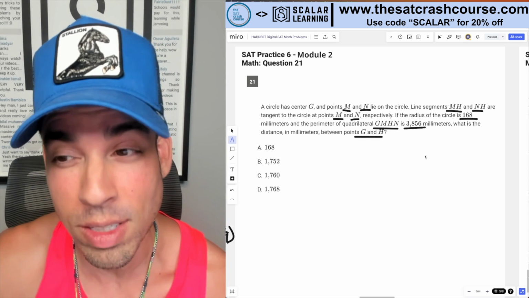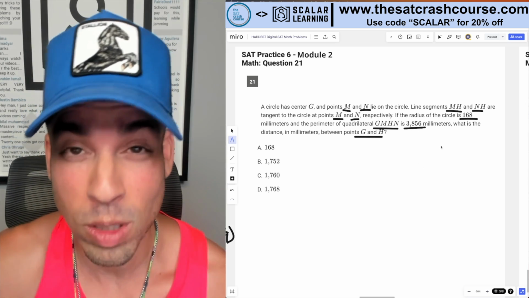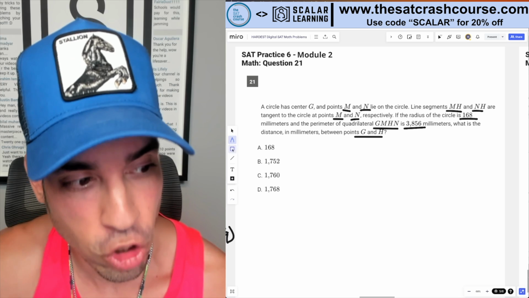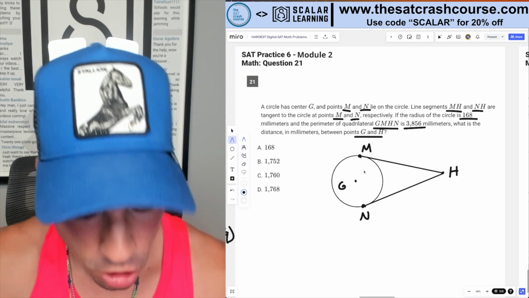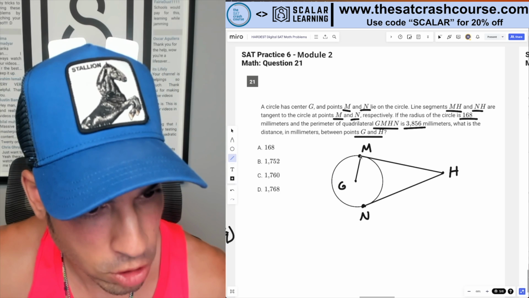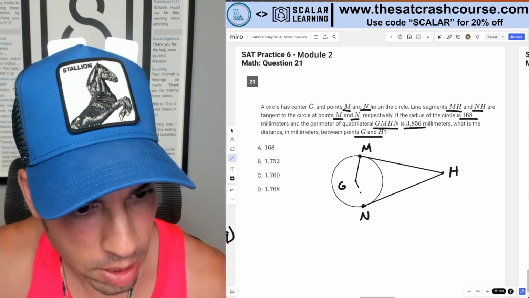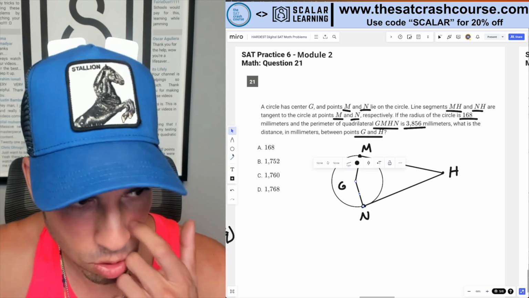So if you don't draw this out, this is pretty much impossible. So we're going to draw it out really nicely, and then I'm going to show you how to tackle it. So here's point H, and we've got those tangents coming out and touching the circle. We've also got GM and GN that I want to draw on, and those are important because those are radii.